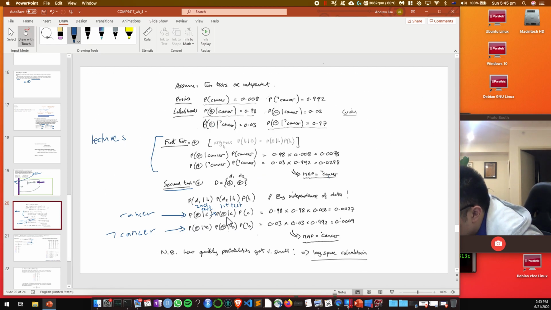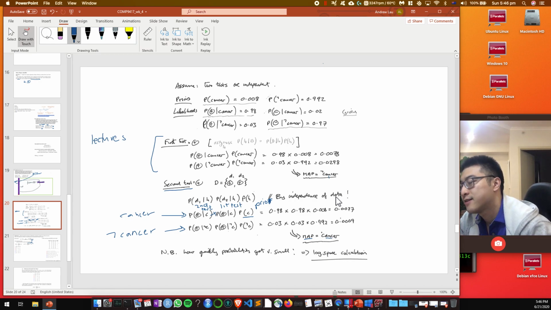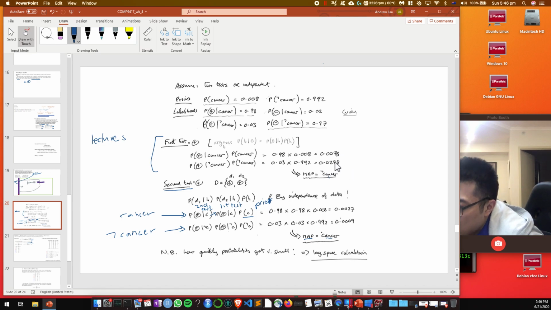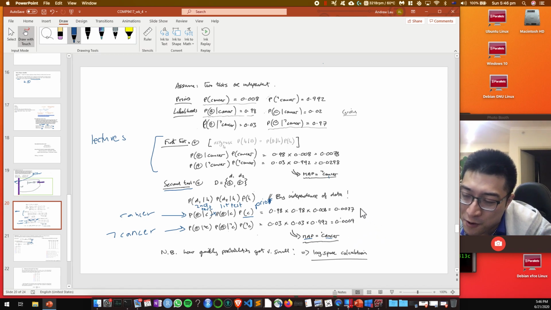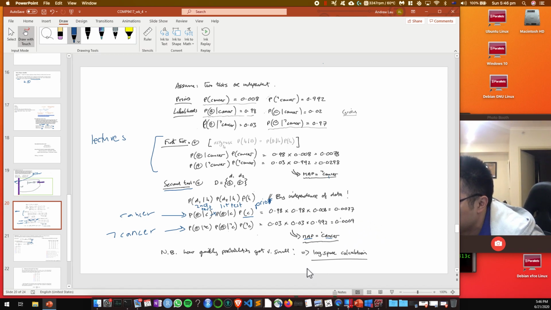So first positive test given it's cancer, times second positive test given it's cancer, times the prior. And you do the same for both. You test it out for cancer, not cancer, and then you want to take the MAP. Now, given you've had two tests, actually now we say it's cancer, which is kind of interesting. But after having one test, it's significantly more likely to be not cancer. But now you take a bunch that are both positive. The more tests you take, the more likely it is going to be cancer.